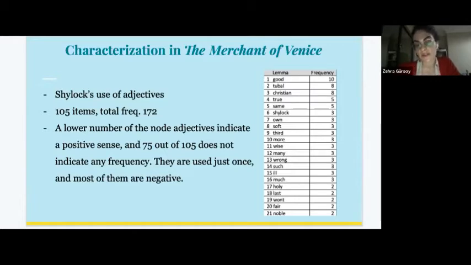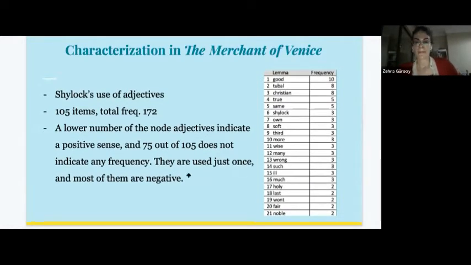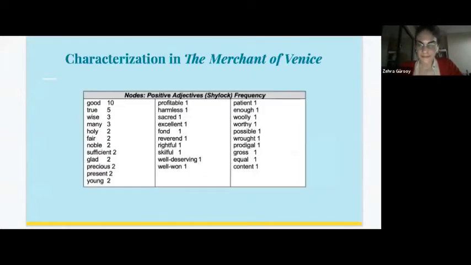A lower number of adjectives indicate a positive sense, and most of the adjectives are negative. And more importantly, when we compare the quantitative data with its context, it appears that the quantitative data actually doesn't match with its concordances. What I mean by that is here. Actually, it was something surprising for me because although adjectives have positive prosody, as you see in this table, these adjectives are used mostly as a quantifier or for pragmatic purposes.